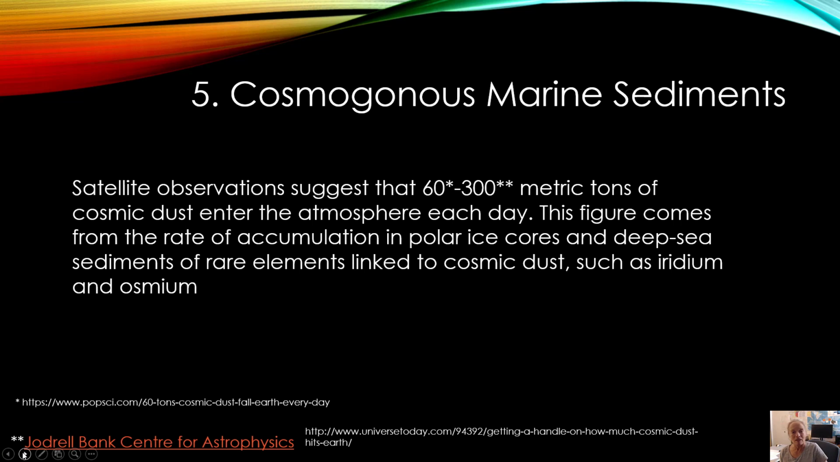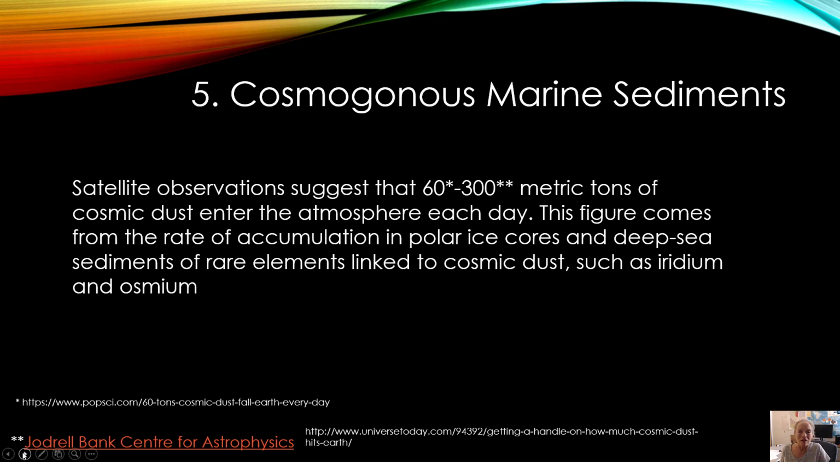Cosmogenic marine sediments. 60 to 300 metric tons, this is an estimate, they can't go out and measure it, of cosmic ash or dust fall on our planet every day. Everyone wants to find a meteorite. Meteorites are actually pretty expensive things, depending on what kind they are and how rare they are, but most of it comes in the form of dust. And it gets laid down around the planet and ends up in the marine sediments.